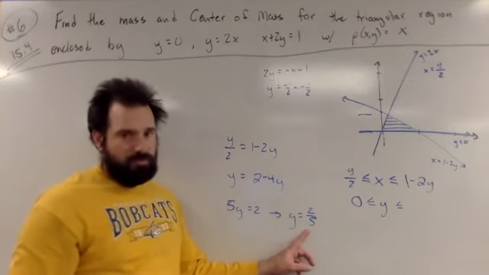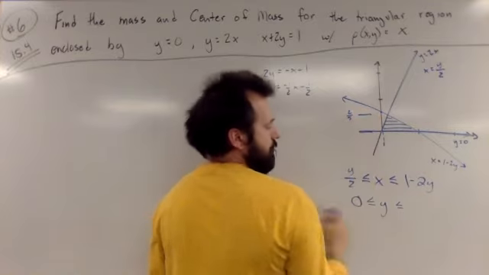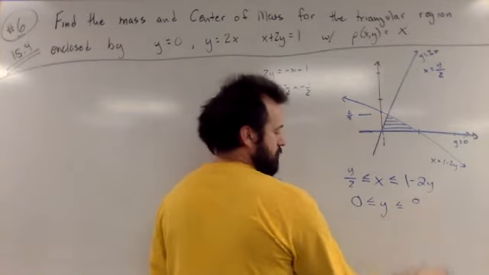So this tells me y equals 2/5. That's this y value right here where they're going to cross. So that puts my bound.